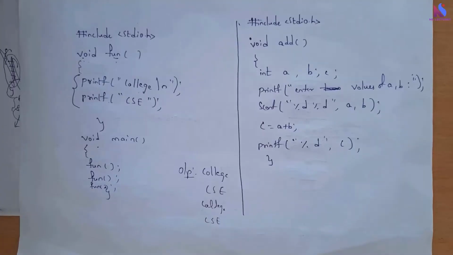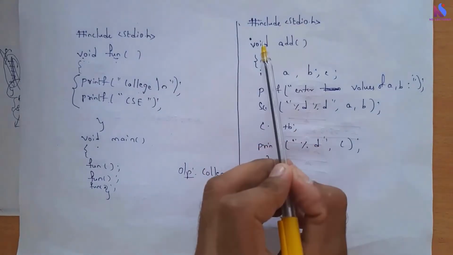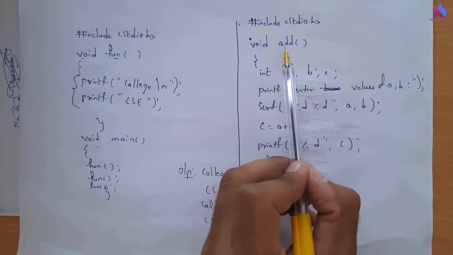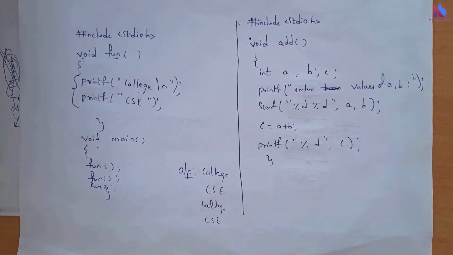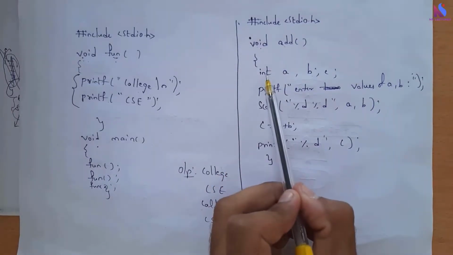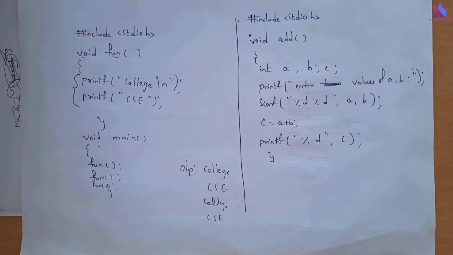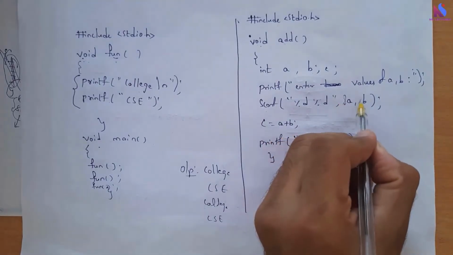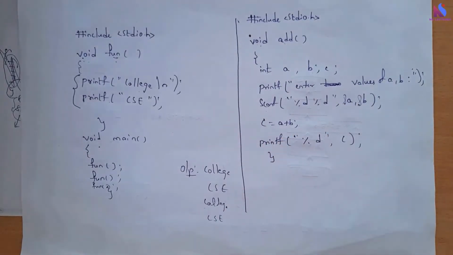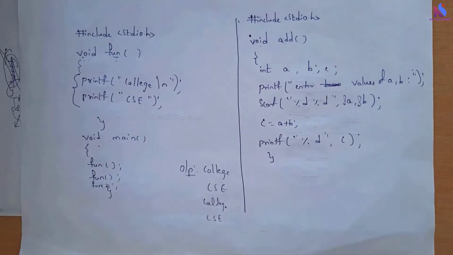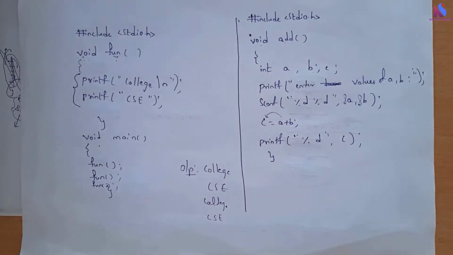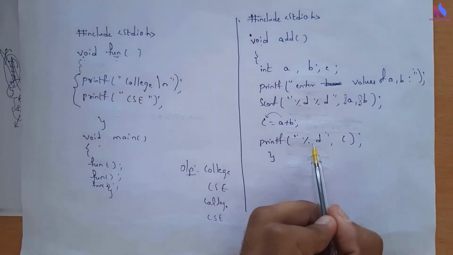Now I will explain a program for addition of two numbers by using a function. At first I wrote #include <stdio.h>. After that I wrote void because I am not giving any return type. So I wrote void and gave the function name as add. Inside this I am writing code for addition of two numbers. So I wrote int a, b, c. After that I wrote printf. After that I wrote scanf %d, &a and &b. By writing this I can enter two values of a and b. After that I wrote c equal to a plus b. Now this c will contain the result. So we need to print c by writing printf %d, c.